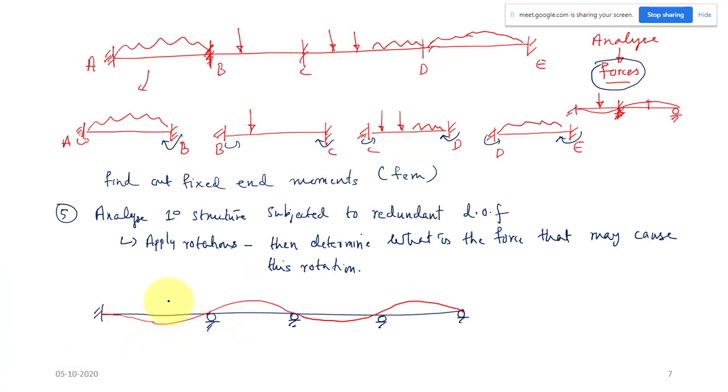What is the corresponding moment at this joint? There is some moment F1, some moment F2, and some moment F3. And what is the moment for this rotation? We are applying this theta B, theta C, theta D and theta E. Then in this step we determine what is the force, which in this case means moment. What is the force or moment that may cause this rotation in the structure?